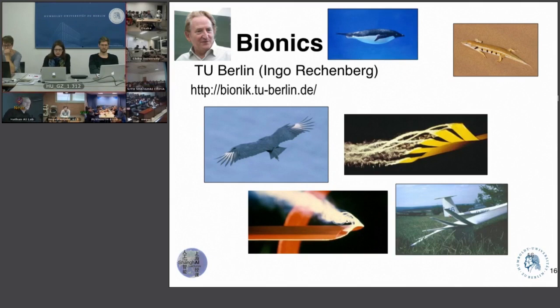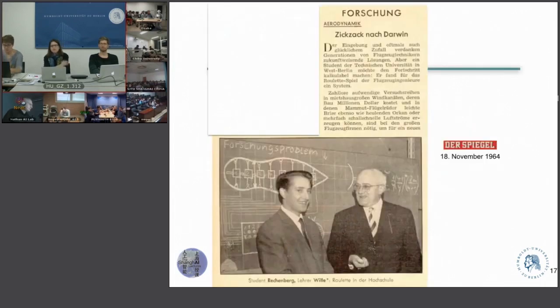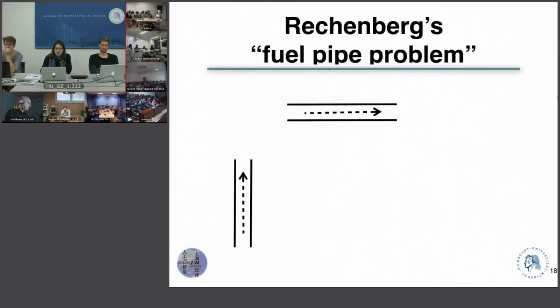Evolution strategies were invented a very long time ago by Professor Rechenberg. You see him here on the left side as a young student. That was already in 1964 in Germany. He worked at the university and developed an interesting strategy to change mechanical systems. I'd like to show one of the first experiments here, which is called the fuel pipe problem.